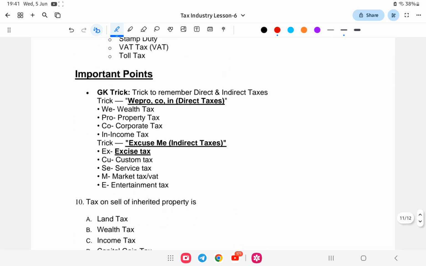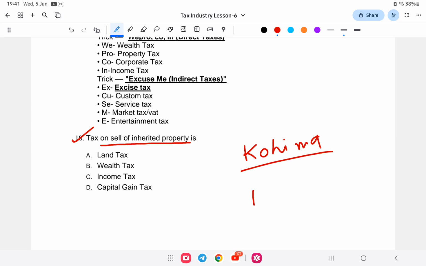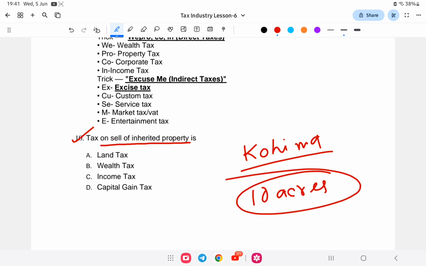Next, question number 10, the last question: tax on sale of inherited property is what? For example, your grandfather or grandmother leaves you a property. Suppose in Kohima you have a family property of 10 acres of land, which you inherit. Which tax applies on it? It is the capital gain tax.